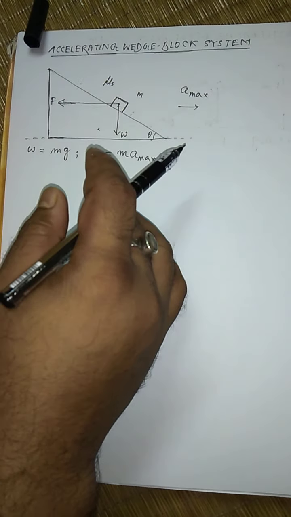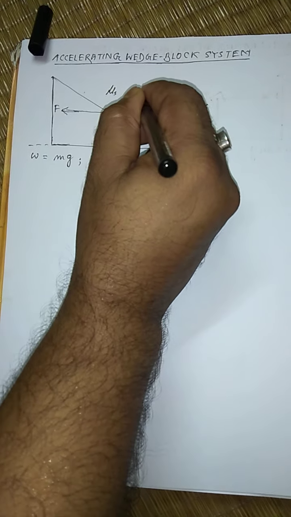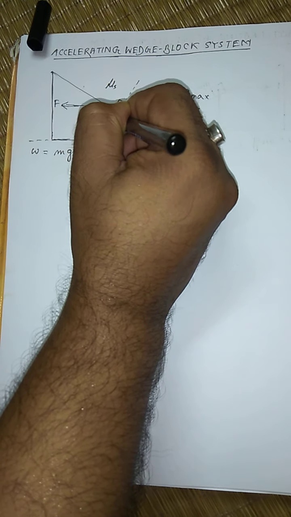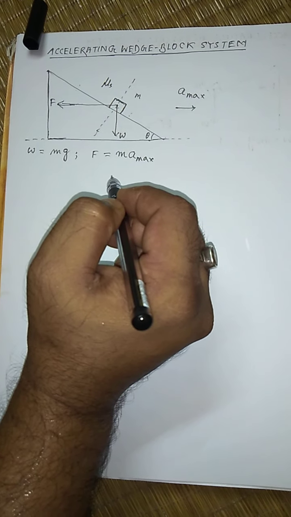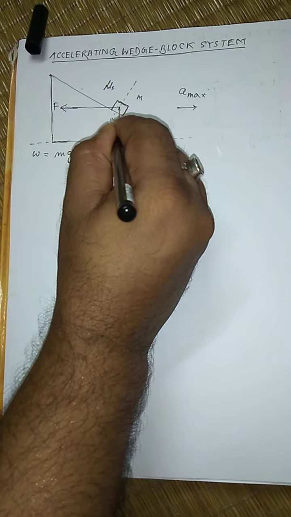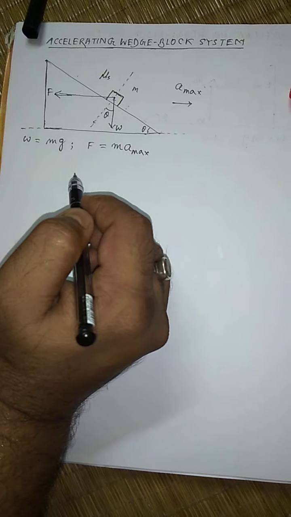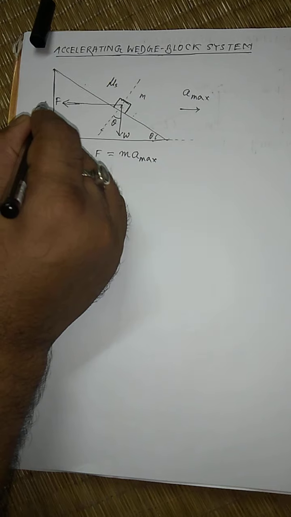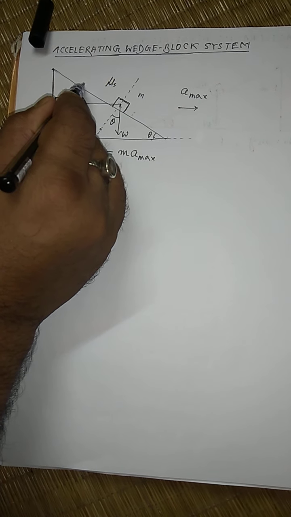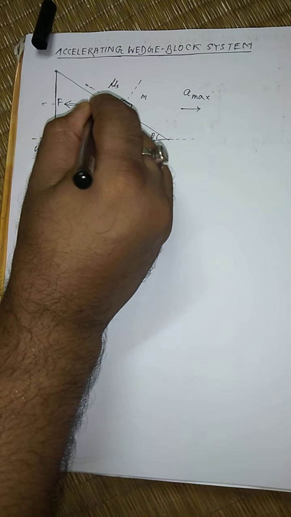Now let's identify the two very important angles. First, the angle between the normal to the inclined surface and the vertical is theta, since the angle of inclination is theta. The angle between the horizontal and the inclined surface is theta.